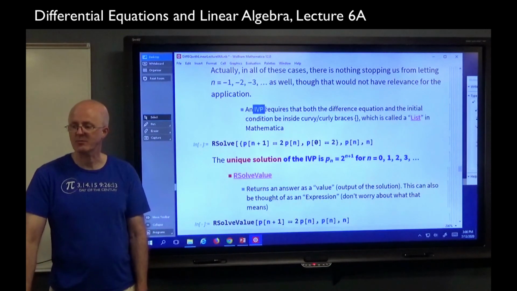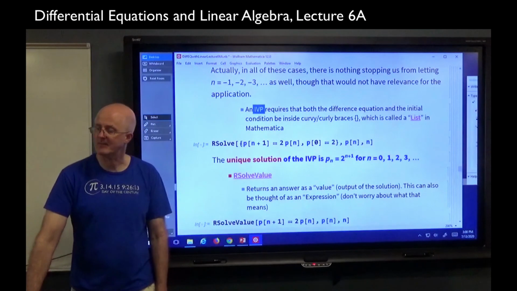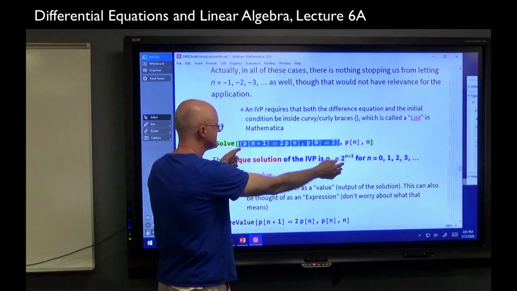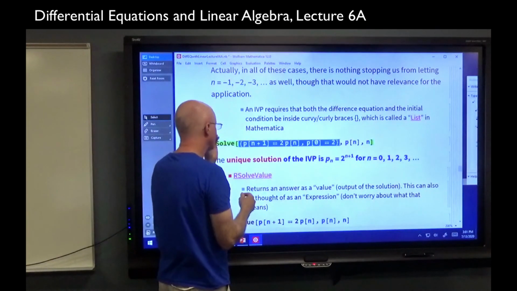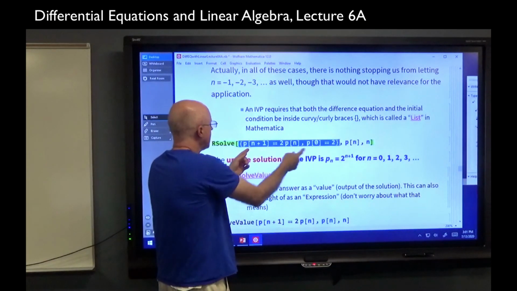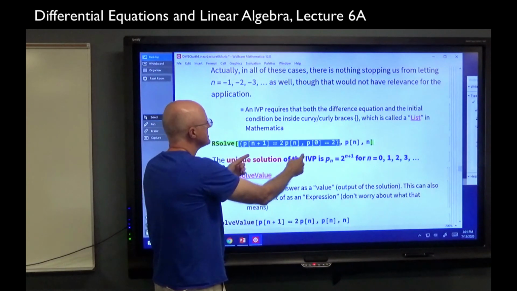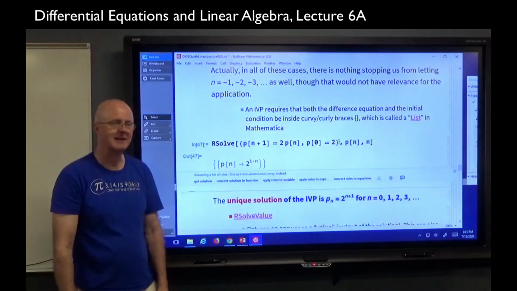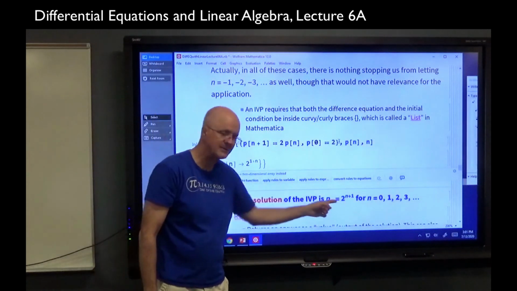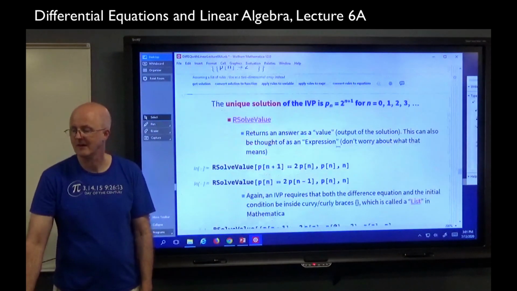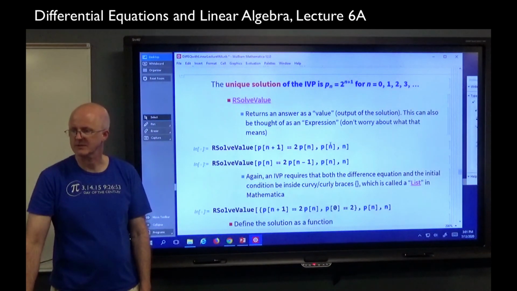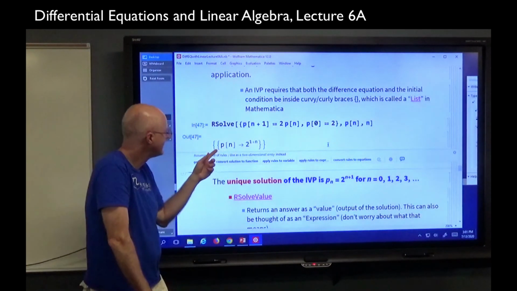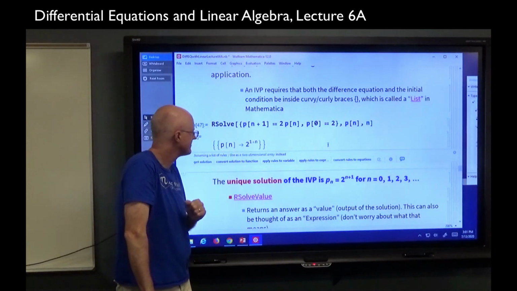If I have an initial value problem, IVP, I need to put two equations into RSolve inside a list with curly braces, separated by a comma. This is the difference equation. This is your initial condition, and it will solve for the unique solution in that case, 2 to the n plus 1, which I wrote symbolically like that. RSolveValue is another way to solve difference equations. Notice when you see these answers, they're in kind of a weird form, which happened with Solve as well. P of n arrow, the answer. Kind of weird form.